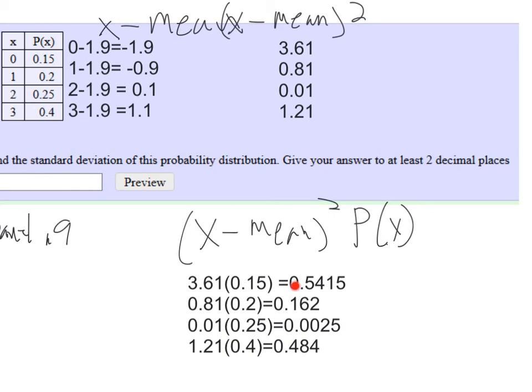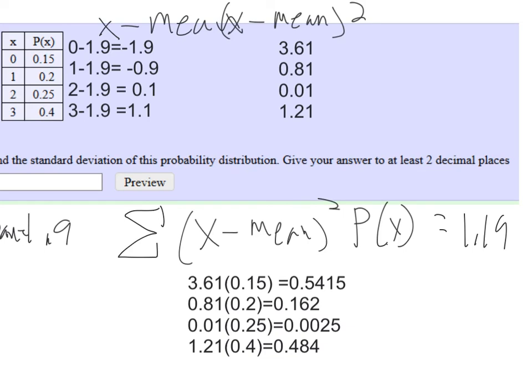So now I'm going to find the sum of all these squared differences times the frequency of it happening. So let's see, 0.5, bear with me while I type this in my calculator, plus 0.162, plus 0.0025, plus 0.484. Well, when I do this right now, I'm getting a sum. So I'm getting the sum of all those values is equal to 1.19.